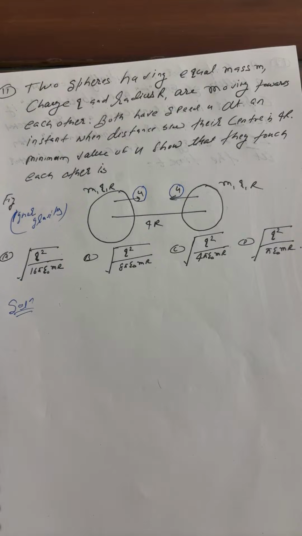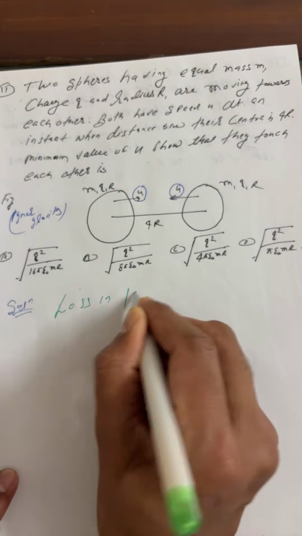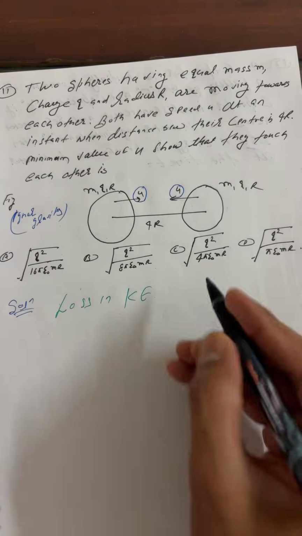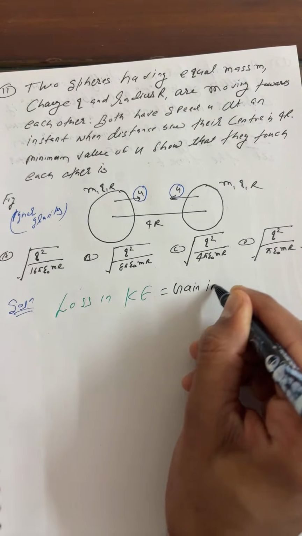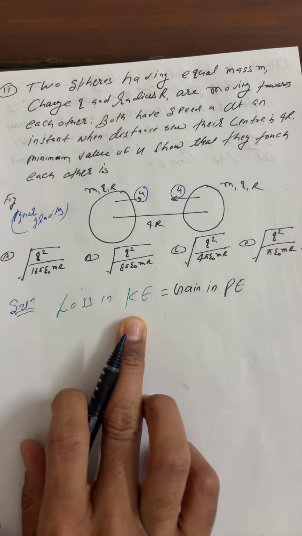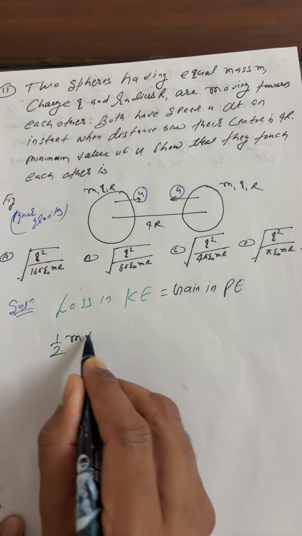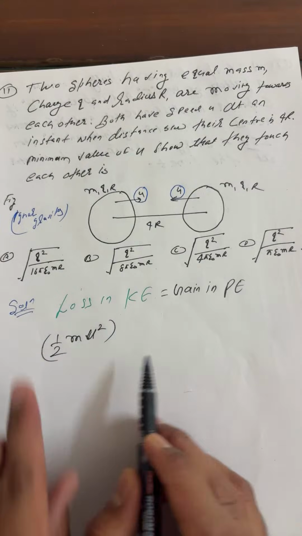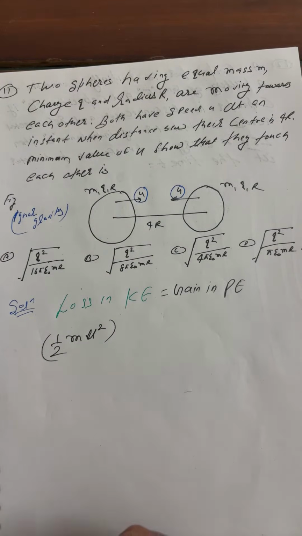Okay, fine. If they touch here, then the loss in kinetic energy is equal to the gain in potential energy. What is the initial kinetic energy? You can write half m u square. But don't forget to multiply by 2, because there are two particles.